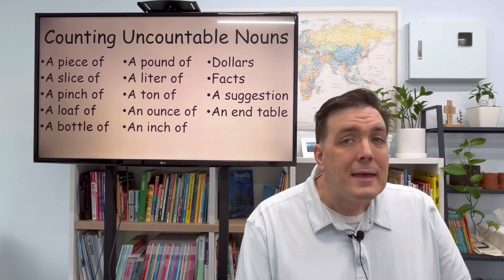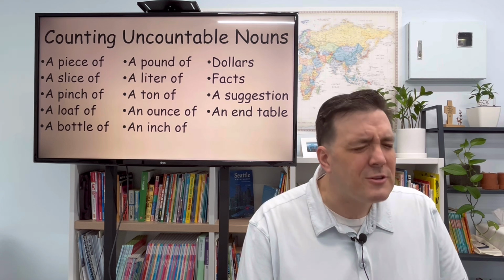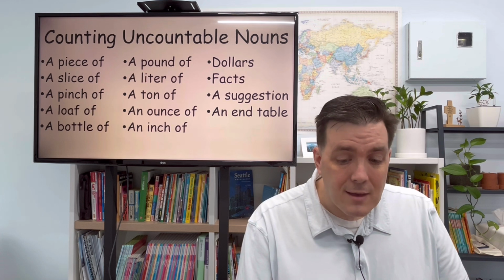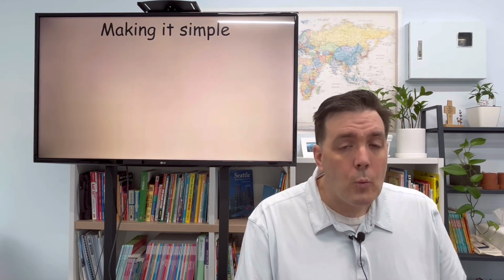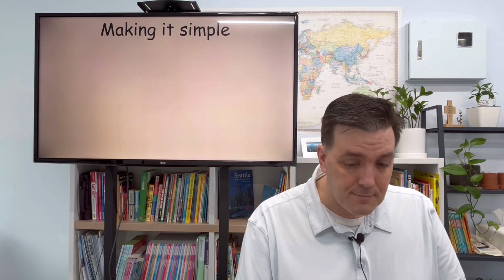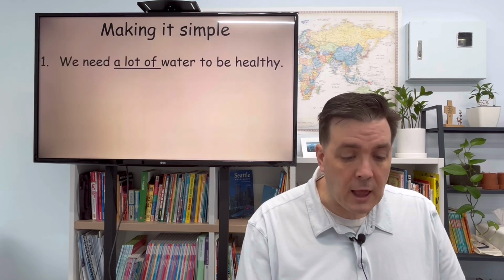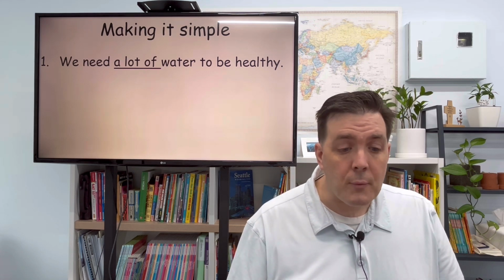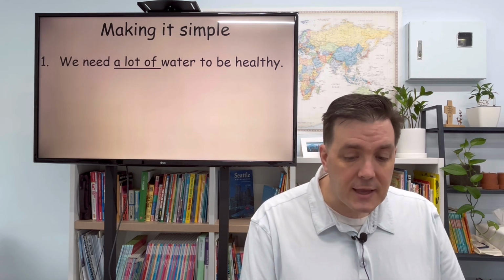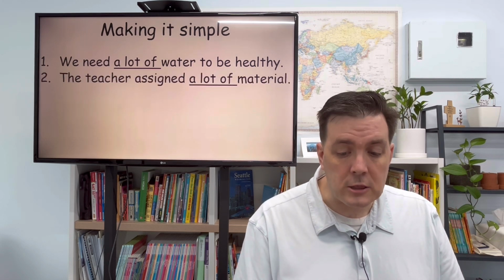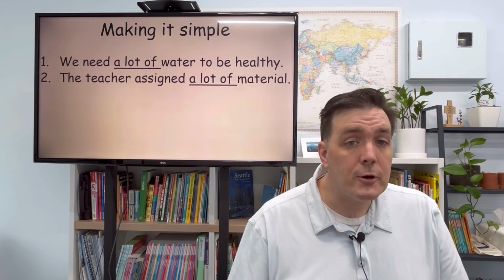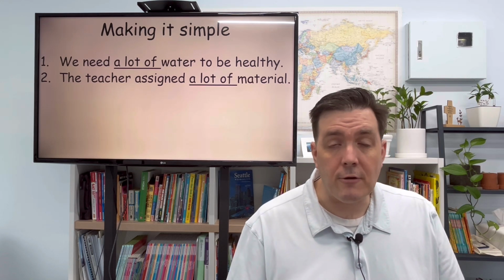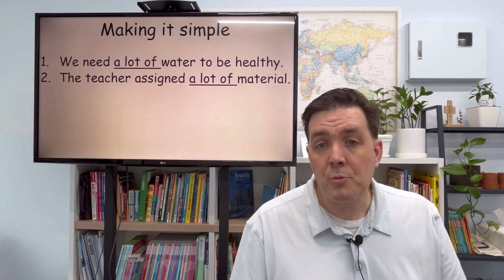Lastly, it is very difficult. English is a really hard language. So here's the trick, okay? A lot of. When you look at these sentences, look. Number 1, we need a lot of water to be healthy. Water is uncountable noun, but we can say a lot of. Second, the teacher assigned a lot of material. Material is uncountable, but the teacher assigned a lot of. Again, for an uncountable noun, no problem.